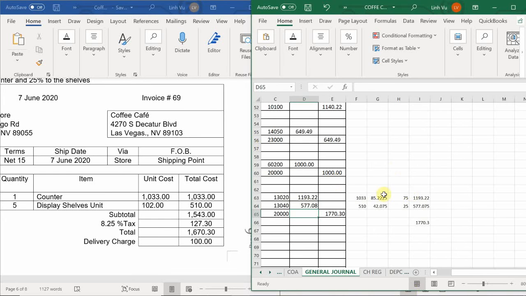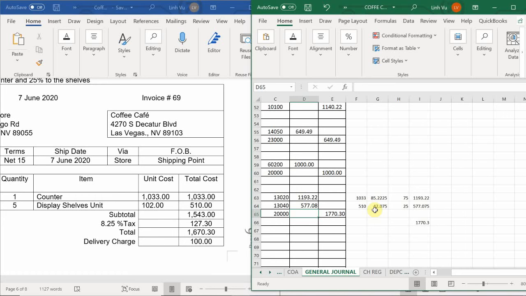So there you go, right? We took the selling price, because that's what the asset is costing right now. We need to multiply it by the tax, which I get $85.22 for the counter, and I get $42.08 for the display shelves. Because it's 7.5, I have to round up, whereas up here it's 2.22, so in this case that stays at 2. And then I need to add the shipping costs.